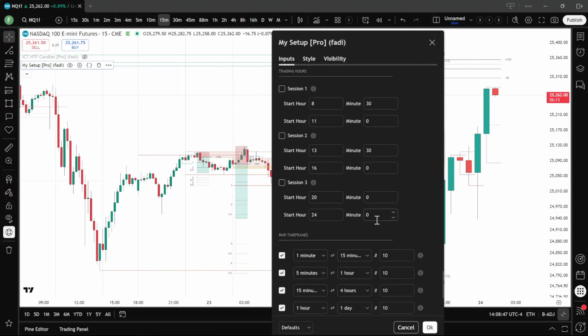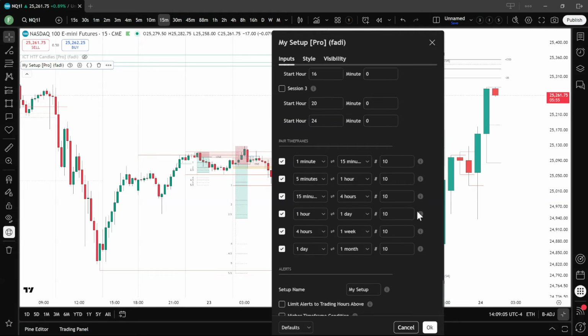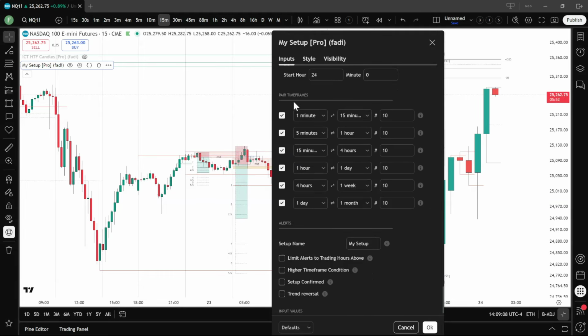Now, at the bottom, you can define the times you take trades. For example, I only want to trade between 8:30 and 11 o'clock and afternoon session from 1:30 till 4 o'clock. That will let it only find trades during these times, not any other time. You can also define how you want to map the candles. For example, if I am on the 15-minute, make sure the higher conditions are met on the 4-hour. If I'm on the 1 hour, look for the 1 day, 4 hour, look for 1 week, and so forth.